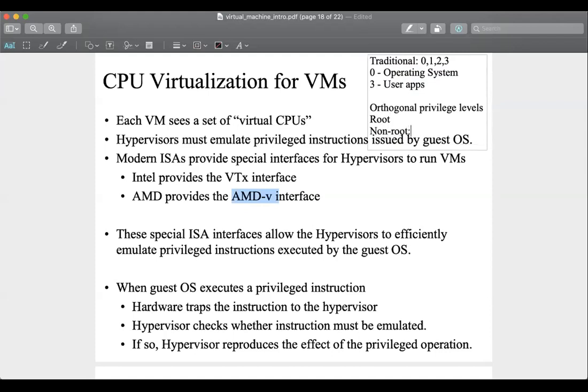This is not the same as the root user that you get in a Unix system and a normal user. This has nothing to do with the Unix root mechanism. These are processor level, hardware level privilege levels. So when you run a hypervisor, the hypervisor runs in root mode, and the guest OS plus applications run in non-root mode, all right?